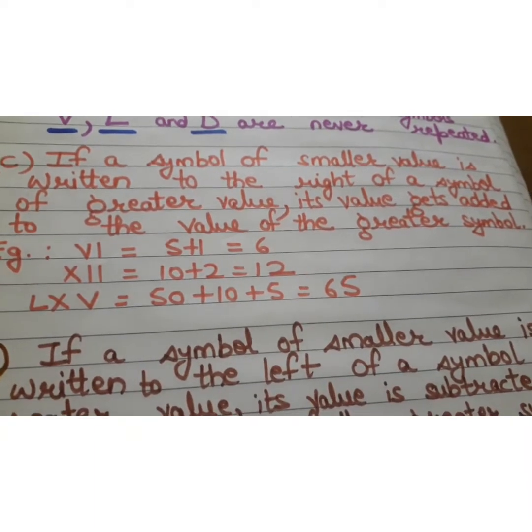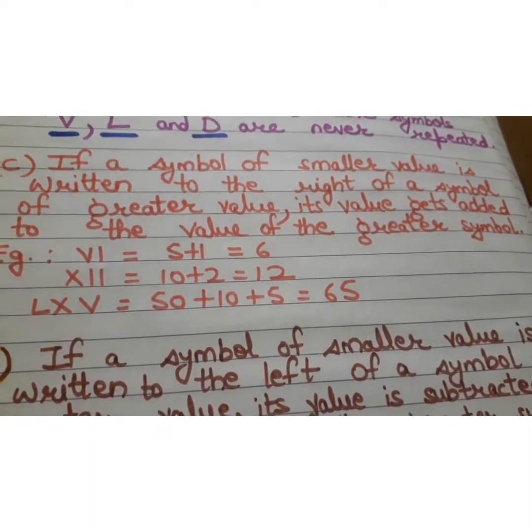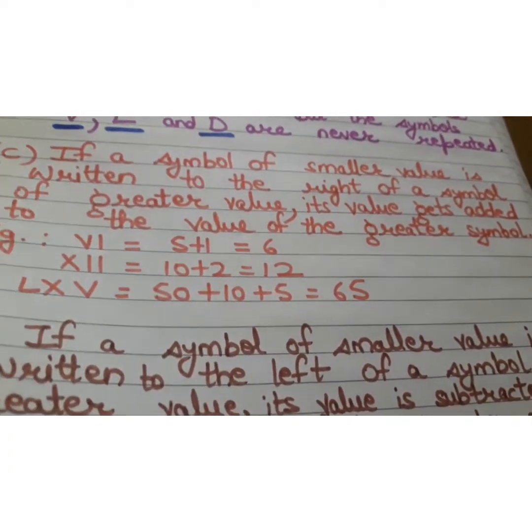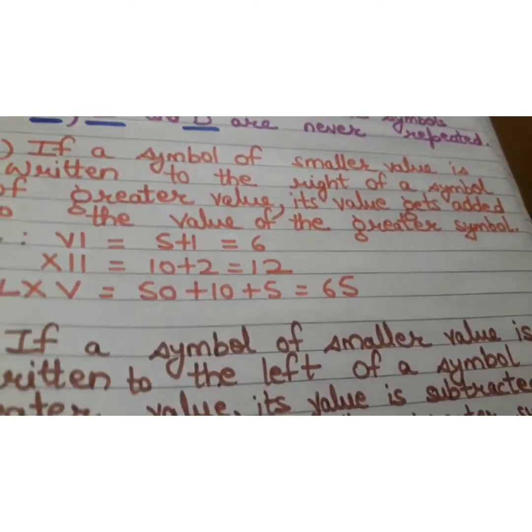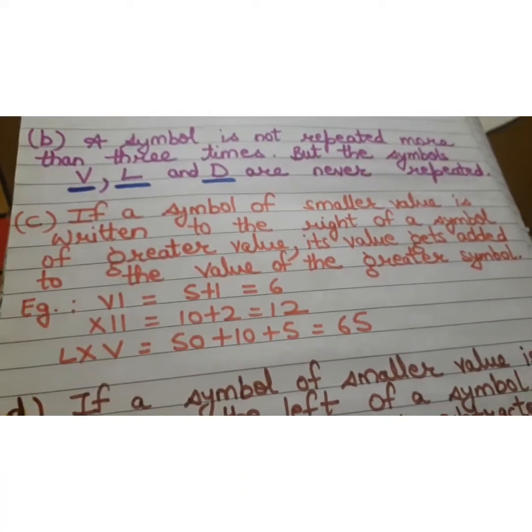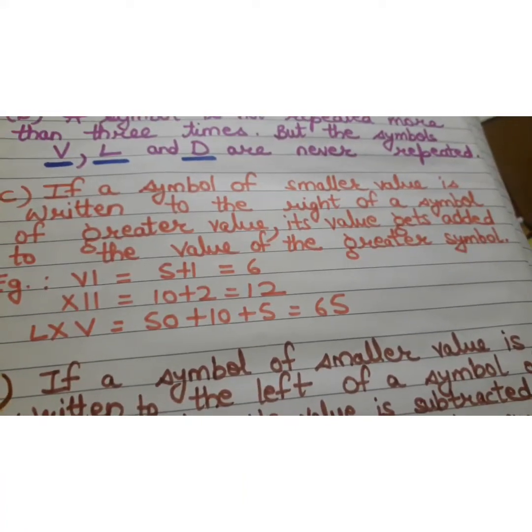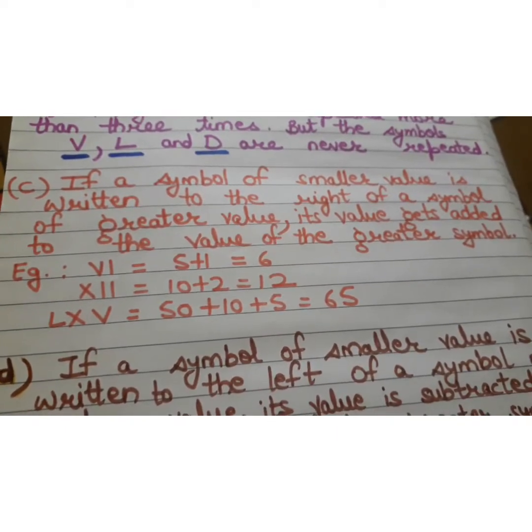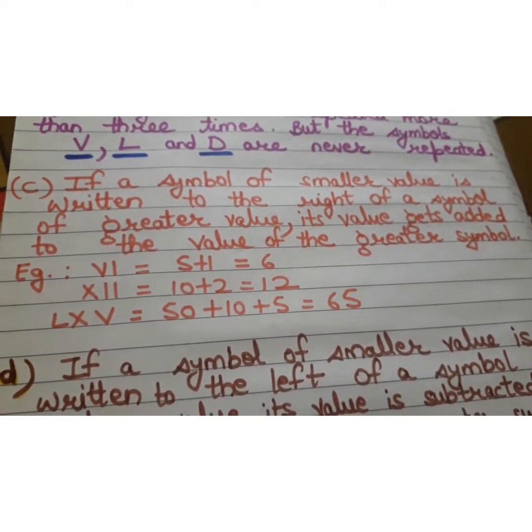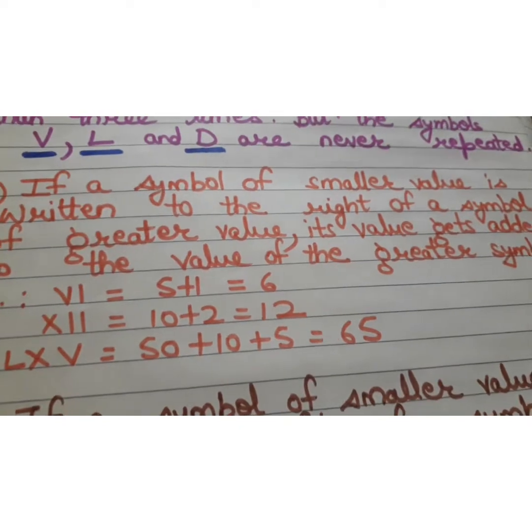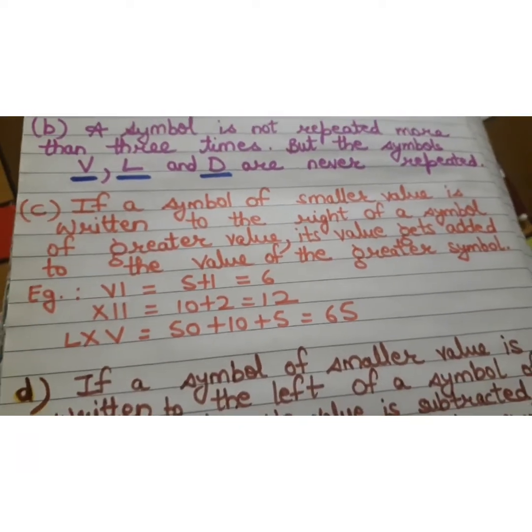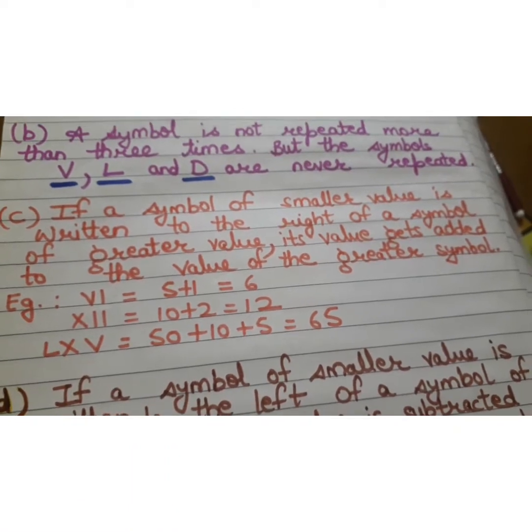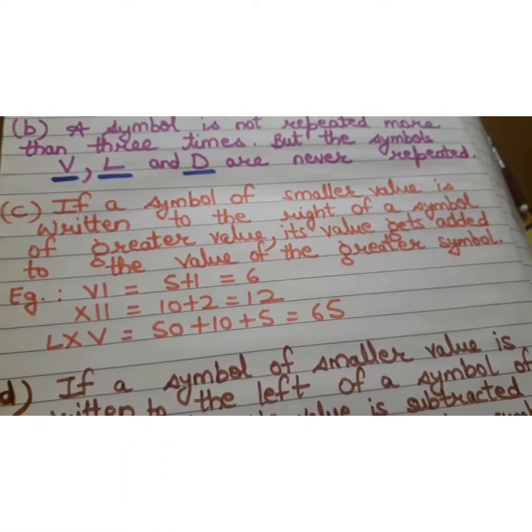Then again, 1, 2 times 1 is written to the right side of 10. So again it will be added and it becomes 10 plus 2, 12. Next, LXV, that is L is 50, X is 10, and V is 5. So it will become 50 plus 10 plus 5.